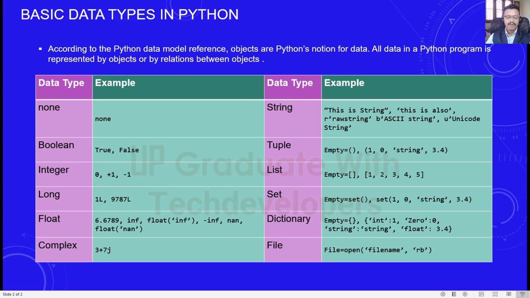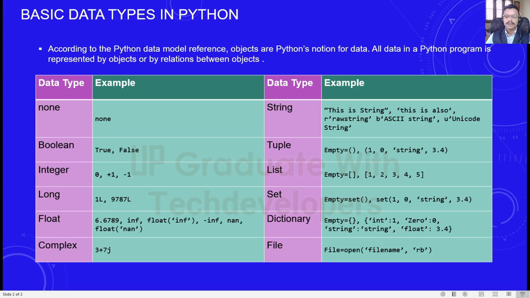Next we have complex number. Complex numbers are represented using the real and imaginary numbers. You know this very well. So here the first part is the real part, plus then the imaginary number. J is used to indicate the imaginary number.